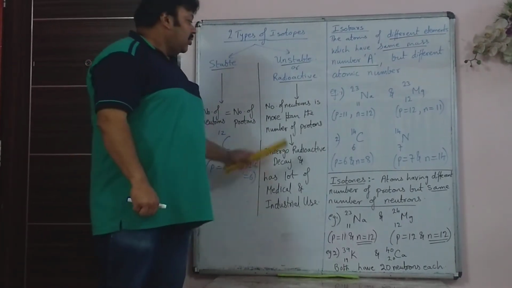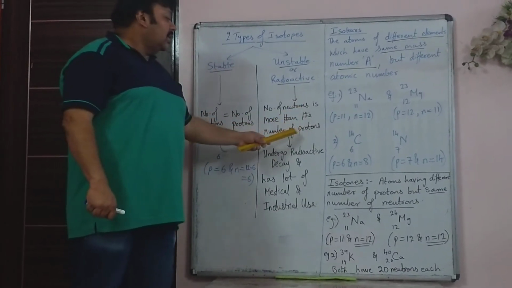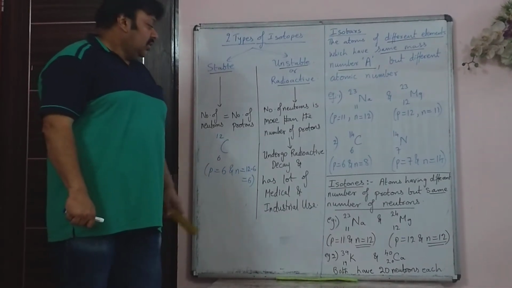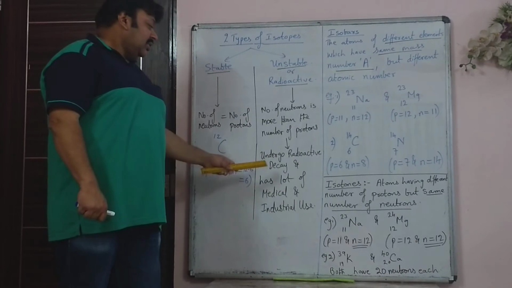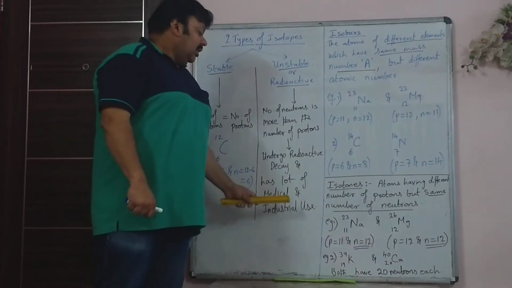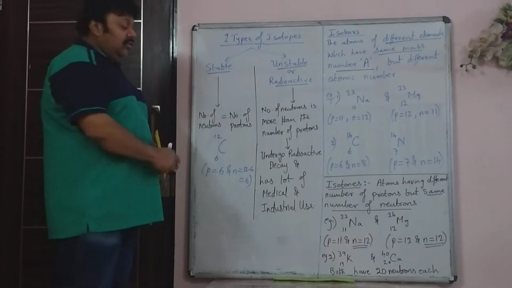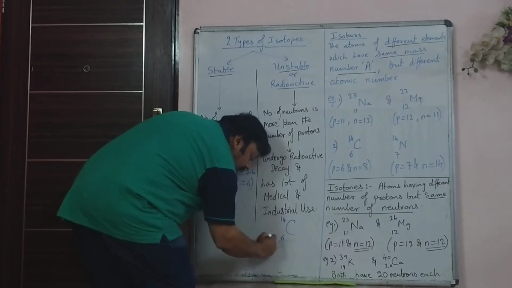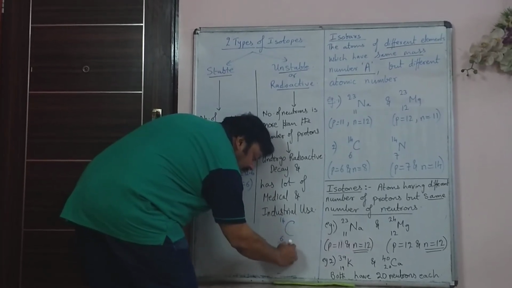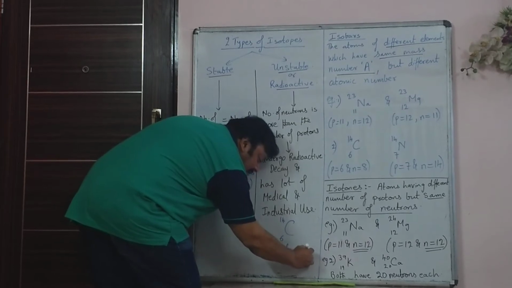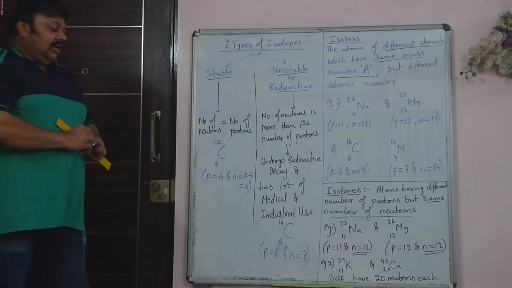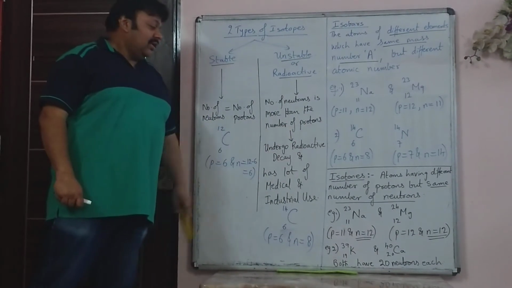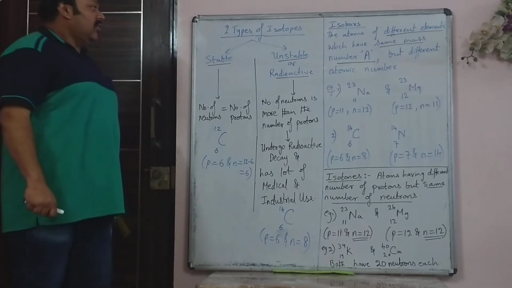Unstable or radioactive, number of neutrons is more than the number of protons. So number of neutrons far exceed the number of protons. These are very useful because they undergo radioactive decay, and so they have a lot of medical and industrial uses. So for example, I had discussed carbon 6 14. The number of protons is 6 and the number of neutrons is 14 minus 6, that is 8. So that is why carbon 6 14 has a large number of uses, since it's a radioisotope or radioactive isotope of carbon.